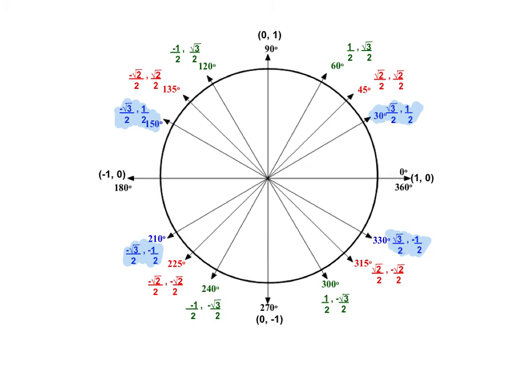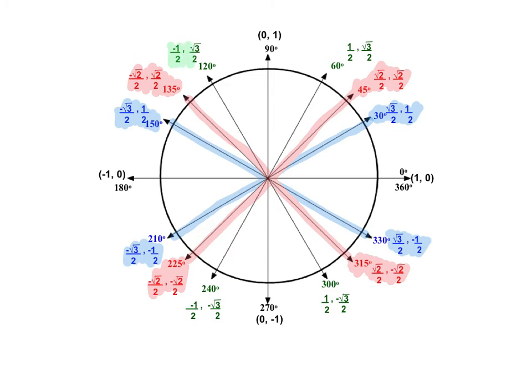So all of these angles that I have highlighted in blue are all 30 degrees away from the x-axis. They all have the same sine and cosine values. The only thing that changes is positive or negative behavior. Same is true now for the reds. All of the 45-degree reference angles, 45 degrees away from the x-axis, whether above it or below it, are all going to have radical 2 over radical 2 for both the x and y. We just need to figure out who's positive, who's negative.